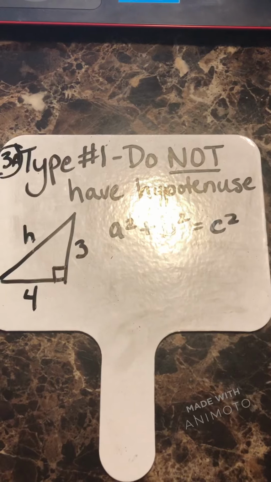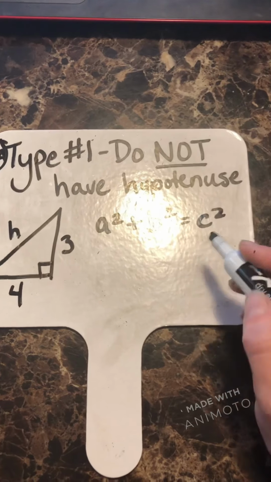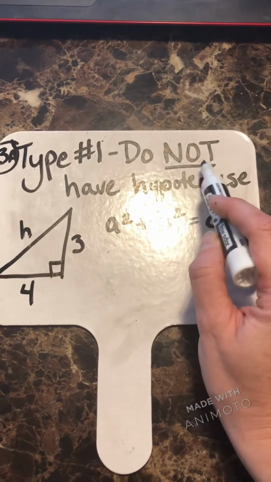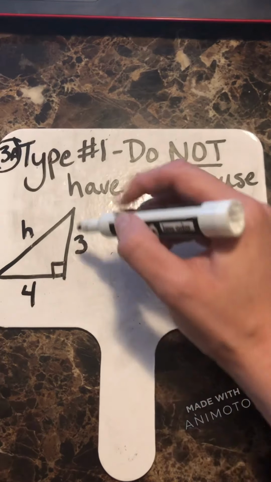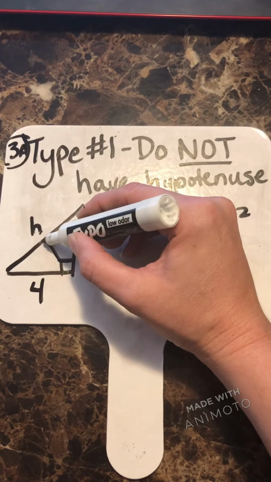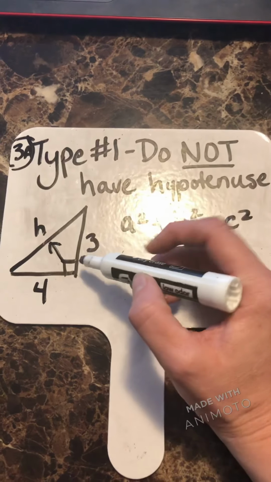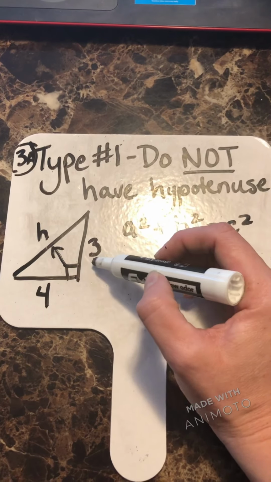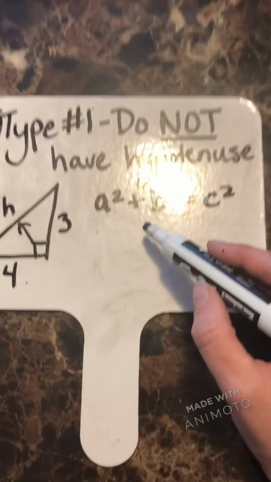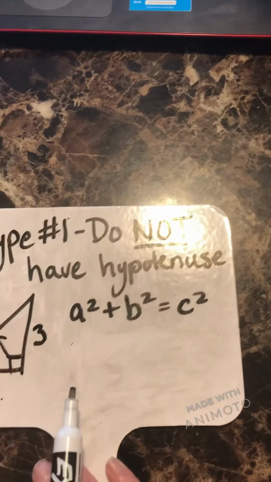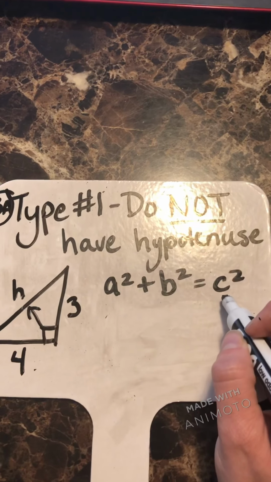The third thing you need to know has 2 parts. Type 1. This is when you do not have the hypotenuse. An example would be right here. Remember, the hypotenuse is across from the right angle, and the other 2 are known as legs. So that is when you'd use the formula a squared plus b squared equals c squared.